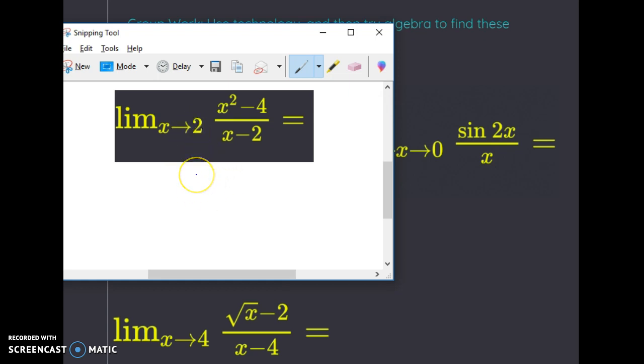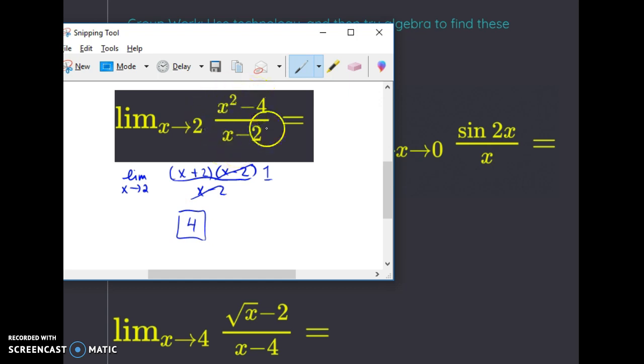So what we want to do is think about any factoring we can do to get around this problem. If I look at x squared minus 4, it's a quadratic, and it's also a difference of two squares. So I can factor that as (x plus 2) times (x minus 2). And when I do that, I notice that my (x minus 2) divided by (x minus 2) gives me 1. So now when I plug in a 2, I actually get a 4. So this limit, as x approaches 2, is 4.